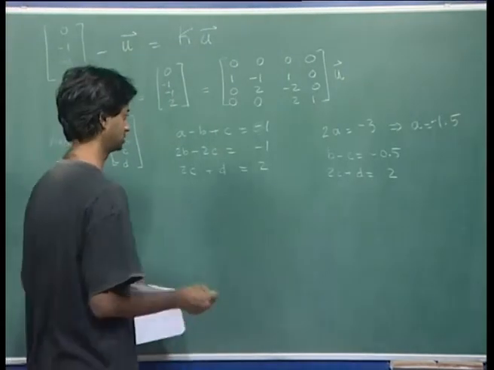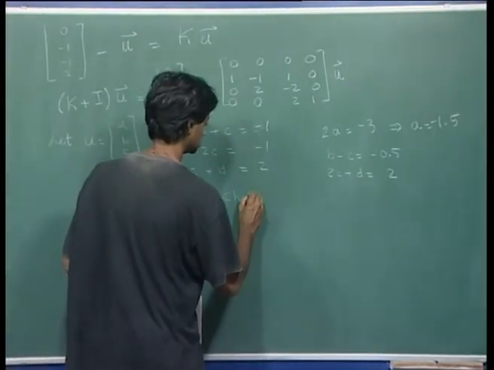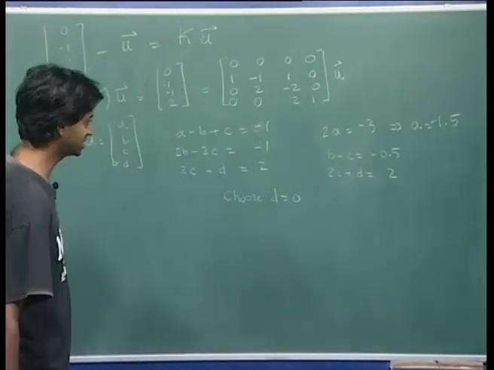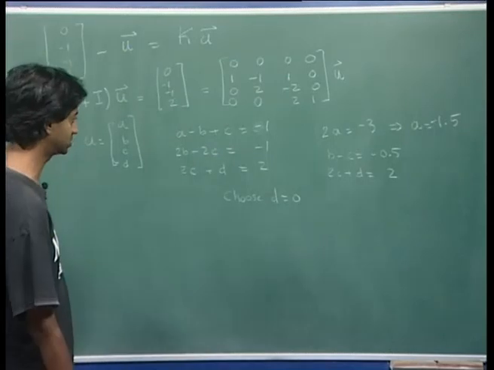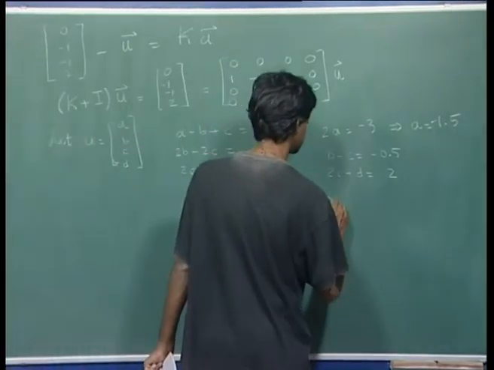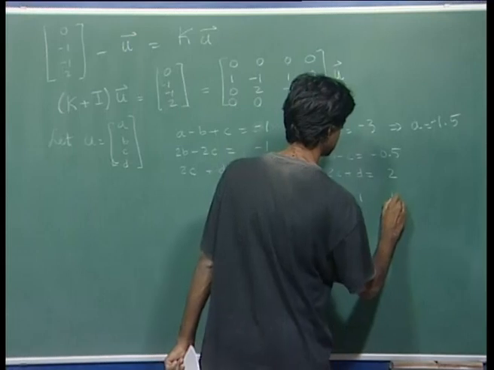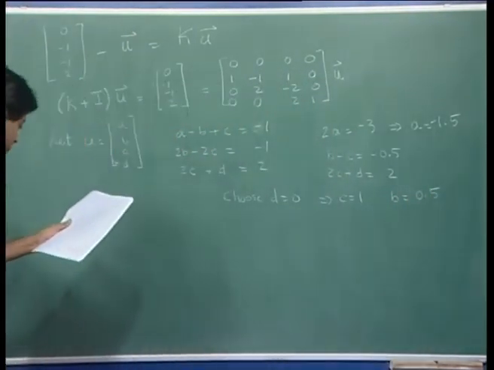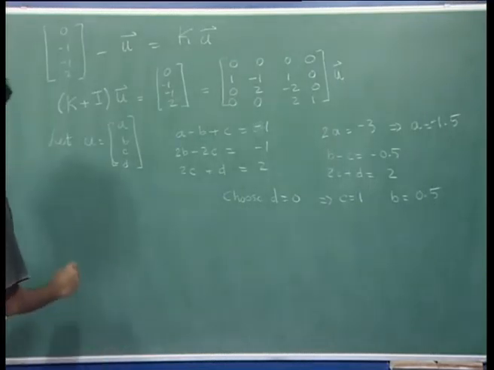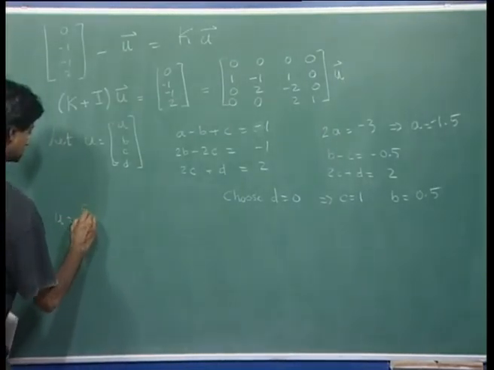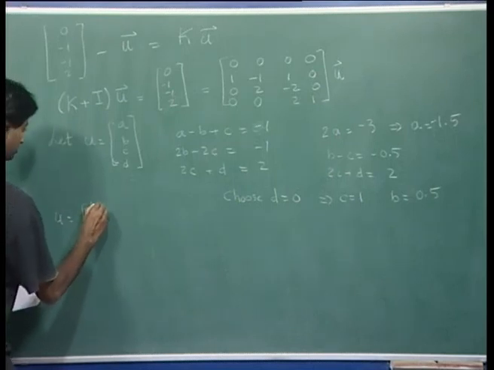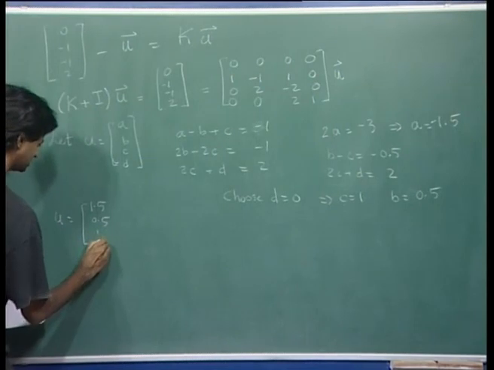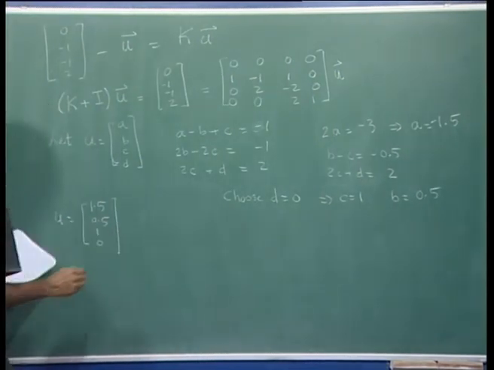We will choose D equal to 0. So, if I choose D equal to 0, we can see whether we can solve these two equations. This implies C equal to 1, B is equal to 0.5. Okay. So, then our u becomes minus 1.5, 0.5, 1, 0. So, that is my u.